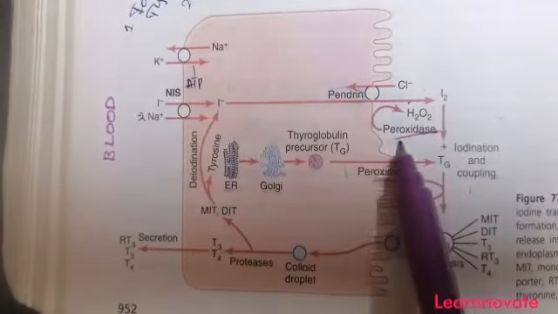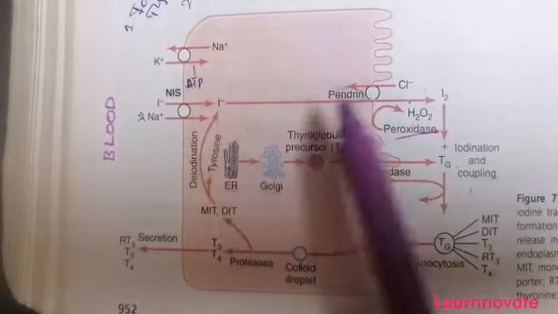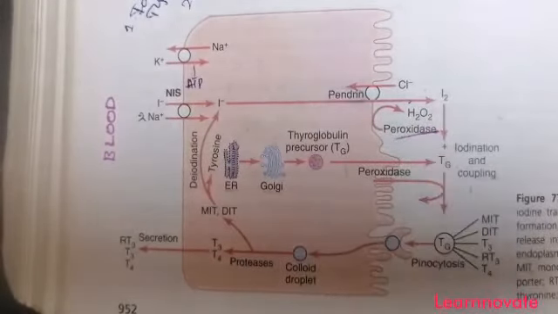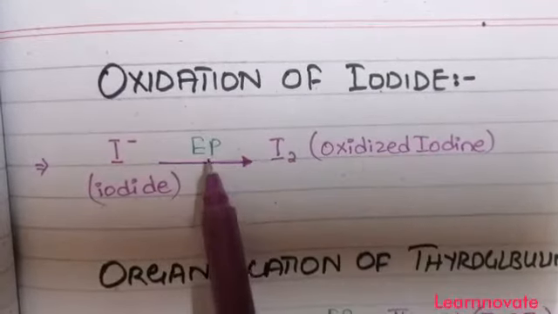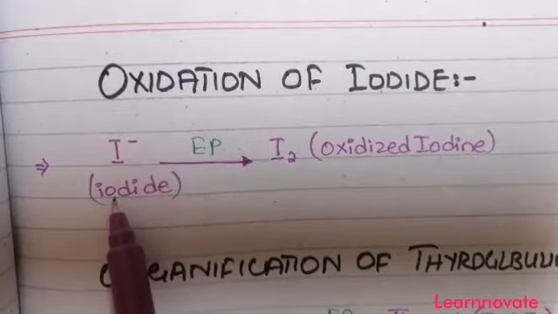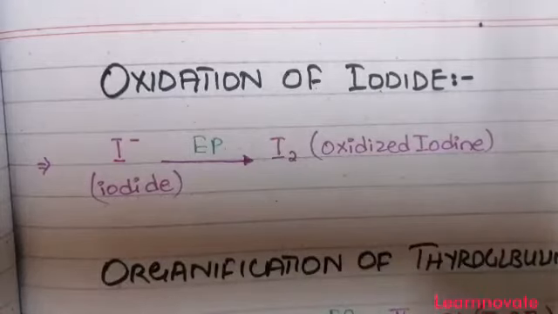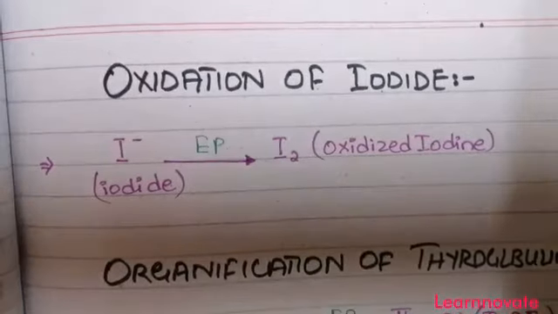This conversion is done by the peroxidase enzyme. The peroxidase enzyme present at the apical part of the thyroid cell is going to convert this iodide into oxidized iodine. This conversion is called the oxidation of iodine. Here you can see the first step is the oxidation of iodine, and this is under the action of the enzyme peroxidase. The iodide, that is a negative ion, is converted into the oxidized iodine.